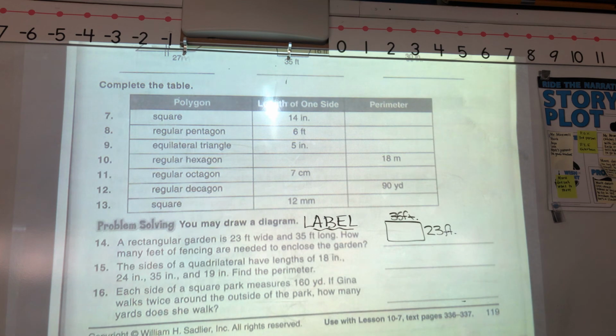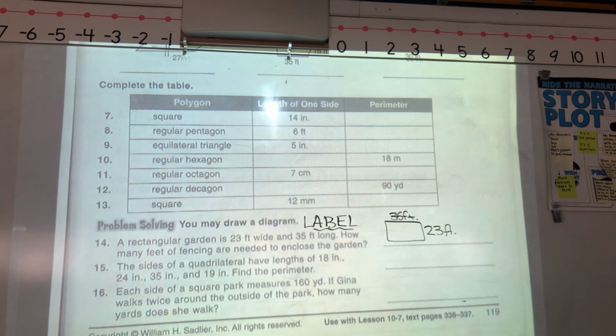The sides of a quadrilateral. We don't know what shape it is. The sides of a quadrilateral have the lengths of 18 inches, 24 inches, 35 inches, 19 inches. What's the perimeter? My friends, you're going to add up the 4 sides. That's what we do for perimeter.